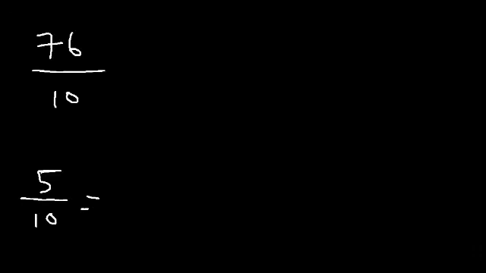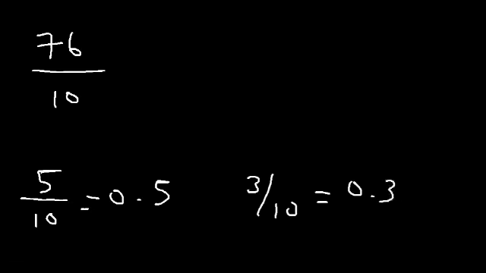Now what about this one? What's 76 divided by 100? Now remember the last, actually before we do that, let's do this one. 76 divided by 10. Now when we said 5 over 10, we said that was 0.5. 3 over 10 was 0.3. So what do you think 76 over 10 is equal to? 76 over 10 is equal to 7.6.